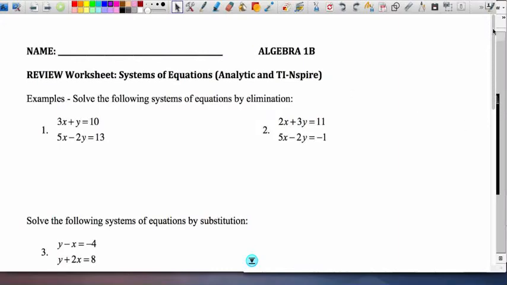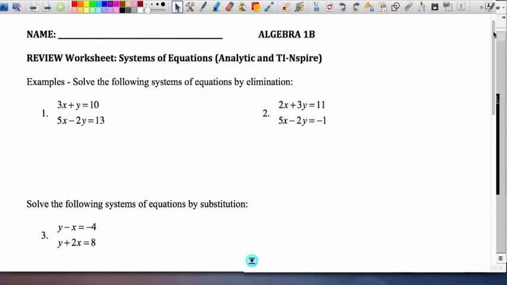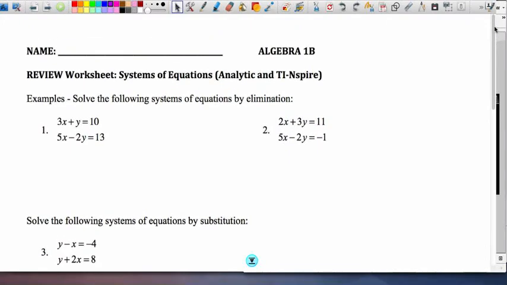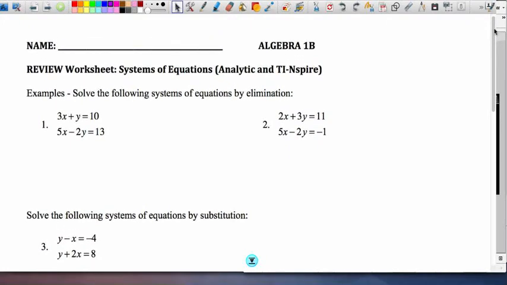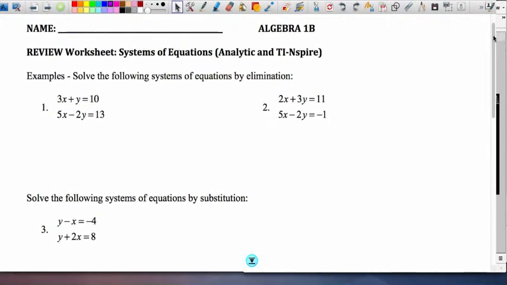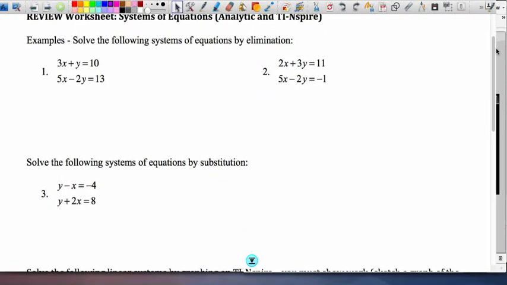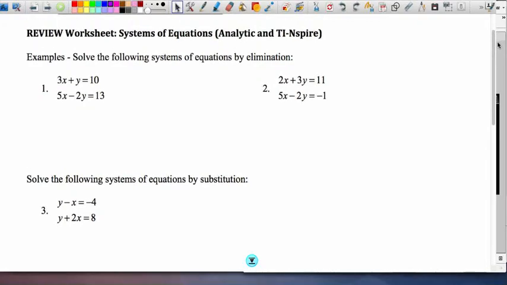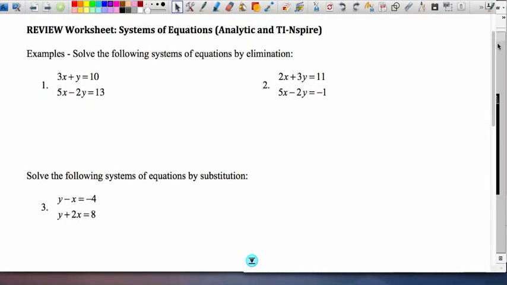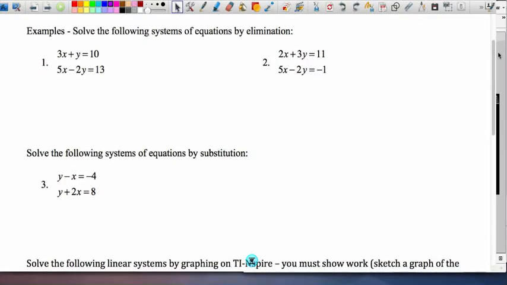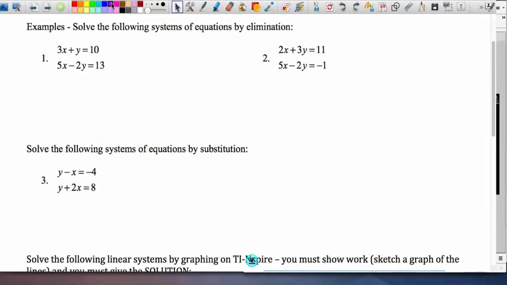Okay, so the purpose of this video is to give you a review of how to solve systems of equations using the three different methods, two of them analytic and one of them on the calculator, and that is to help you get yourselves prepared for the semester exam and make sure that it's not too long since you've practiced the solving of systems of equations. So we're going to get straight into it in the interest of time.